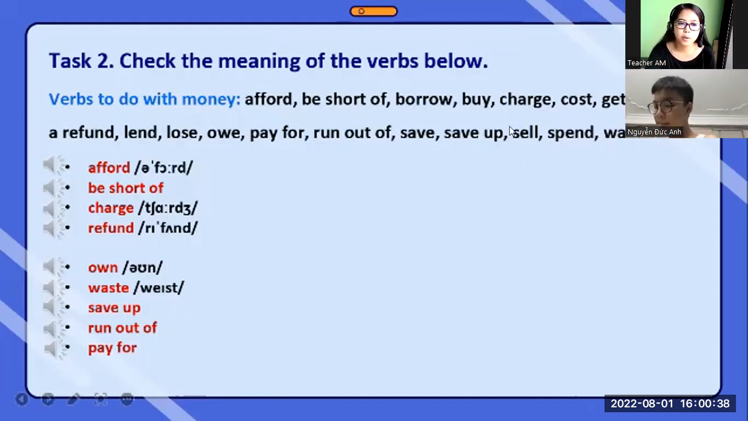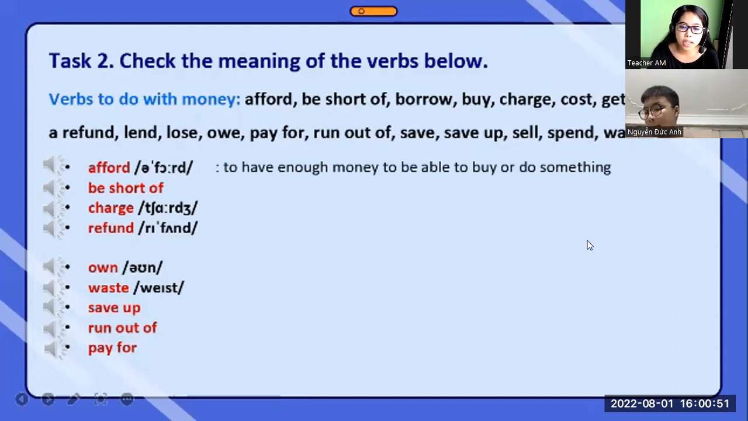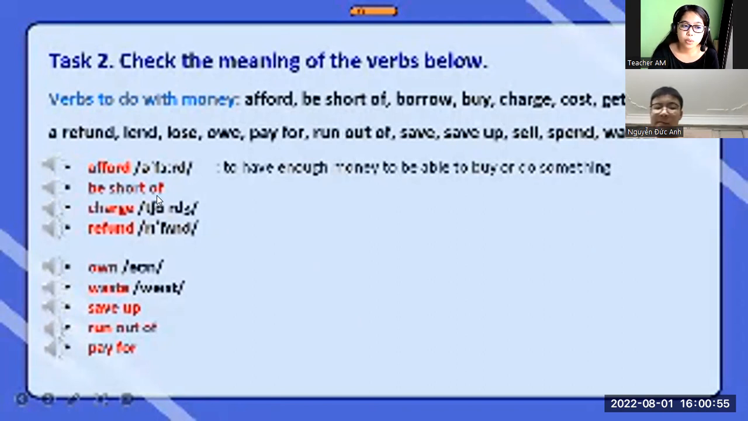Okay, so there you go. So now, can you see the screen clearly? Okay, I see your script clearly. Okay, so let's just review the words from our vocabulary. We have here afford, to have enough money to be able to buy or do something.